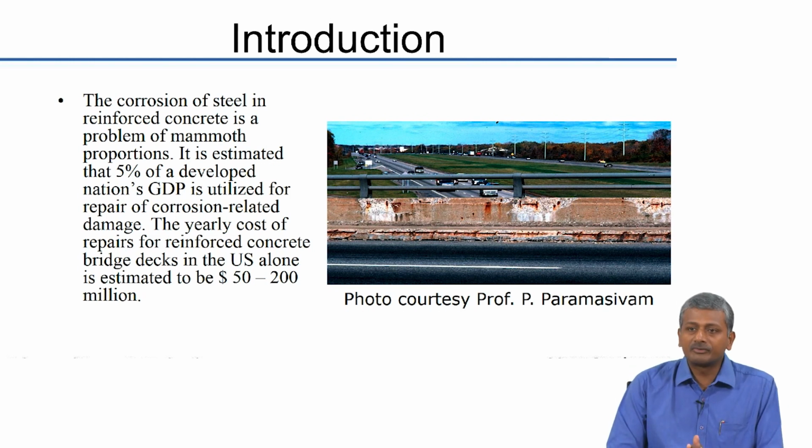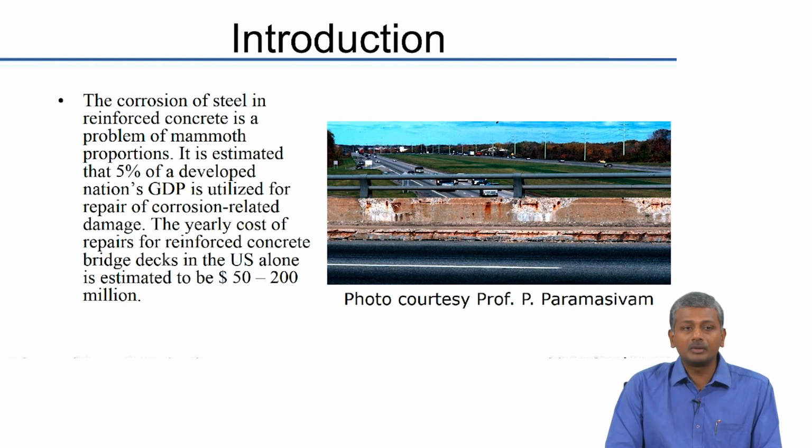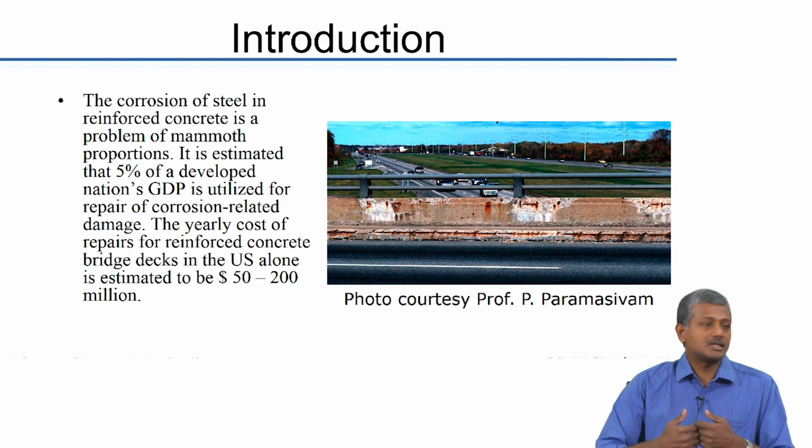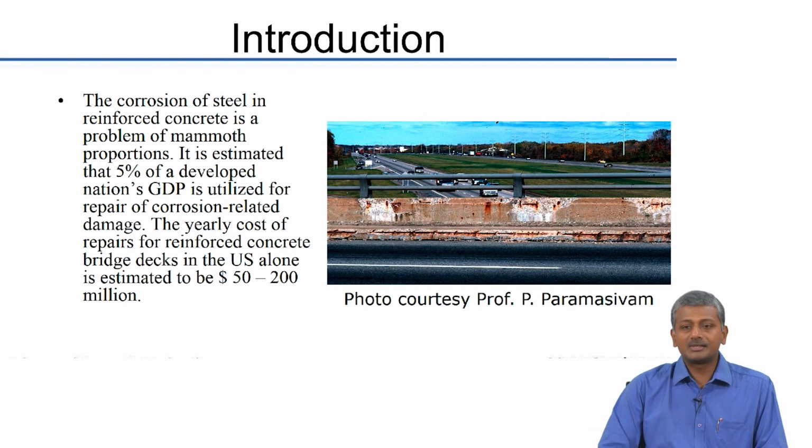Of course, you must have come across these figures before, that corrosion of reinforcing steel in concrete leads to large amounts of money being spent in repairs. We are talking about 5% of a developed nation's GDP just to repair corrosion related damage, and particularly when you talk about reinforced concrete bridge decks in the US alone, they estimated that the yearly cost varies between $50 to $200 million just for bridge decks constructed with reinforced concrete. So, you can just extrapolate this to the extent of reinforced concrete structures around the world and see the kind of damage that is inflicted by corrosion and the extent of money spent in repairing corrosion related damage.